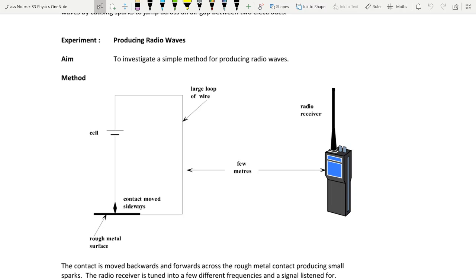What I've also got is a battery. I connect one side of the battery to one side of this metal tile, and then I will scrape the other wire along it to create sparks. Just very little sparks. Hopefully, if I turn this on, you should be able to hear the sparks interfering with the radio. So let's turn it on.